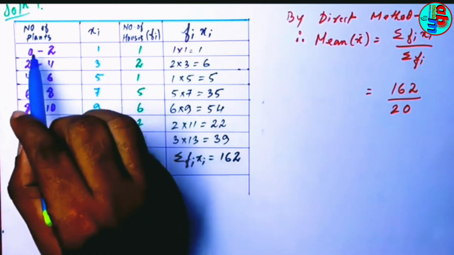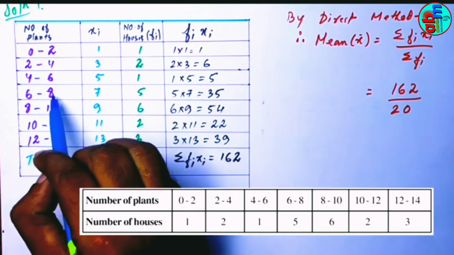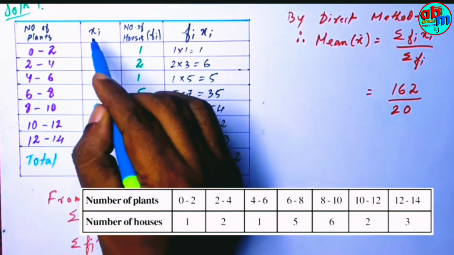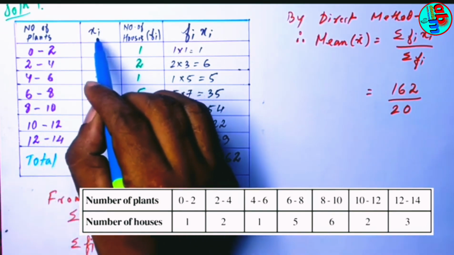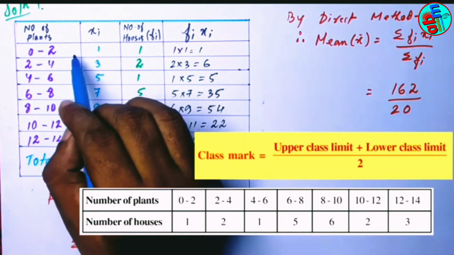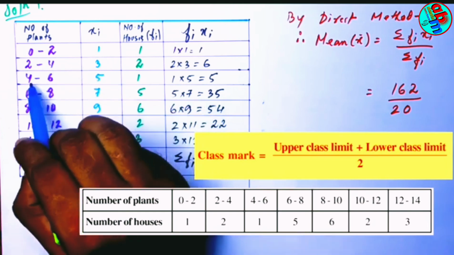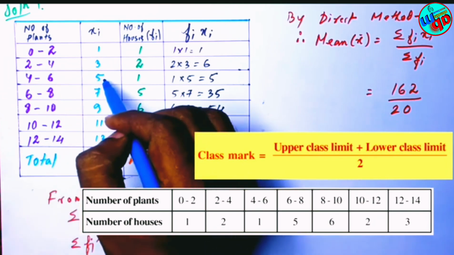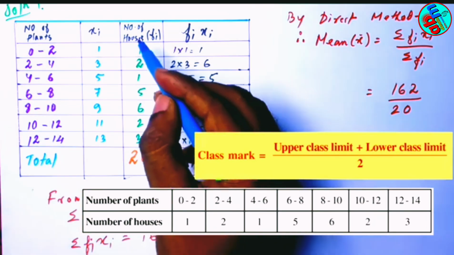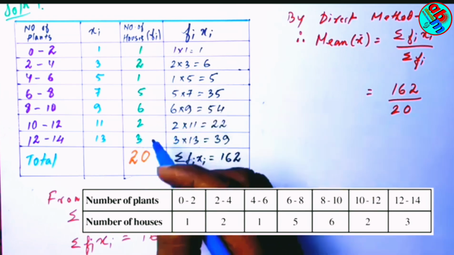We have written number of plants 0 to 2, 2 to 4, 4 to 6, 6 to 8, 8 to 10, 10 to 12, 12 to 14. Xi we have written. Xi is the mid value or class mark. So we add the upper limit and lower limit and divide it by 2. 0 plus 2 is 2, divided by 2 is 1, 2 plus 4 is 6, divided by 2 is 3, 4 plus 6 is 10, 10 divided by 2 is 5. In such a way we got the other values. Then the number of houses, we write it fi, which is 1, 2, 1, 5, 6, 2, 3, total is 20.